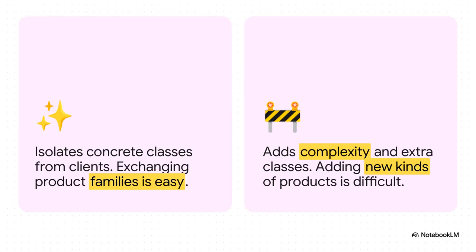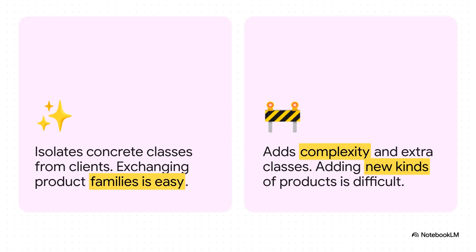So, the upside? Man, it's huge. It completely isolates your client from the messy implementation details. This makes swapping out entire families of products incredibly easy. Want to switch from human gear to orc gear? Just swap the factory. Boom, done. And it guarantees that all your products are consistent.